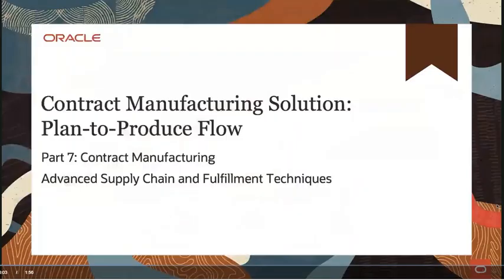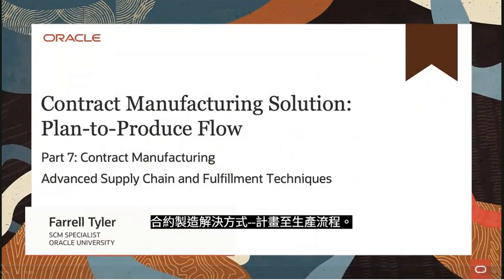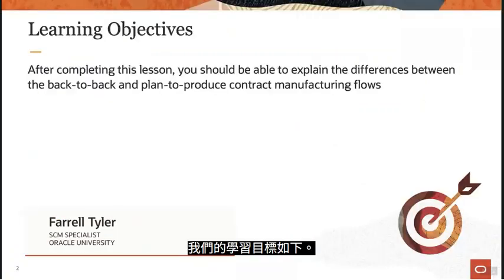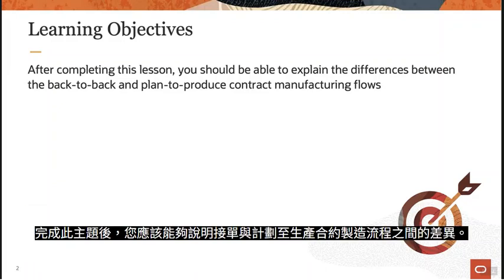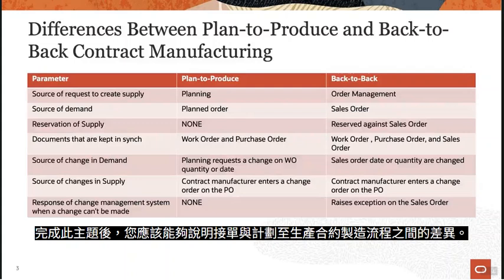Contract Manufacturing Solution, Plan to Produce Flow. Our learning objective is as follows. After completing this topic, you should be able to explain the differences between the back-to-back and the plan to produce contract manufacturing flows. This table discusses the differences between plan to produce and the back-to-back contract manufacturing based on the parameters which are listed in the first column.